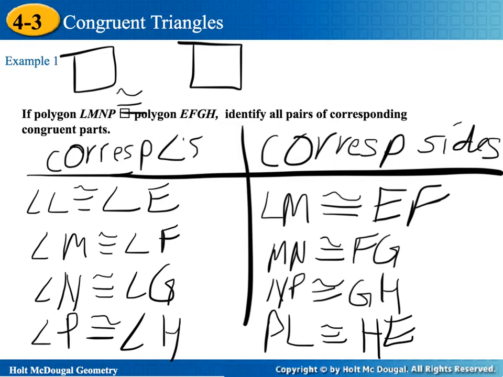So again, all I've done is I've paired up my angles, L to E, M to F, N to G, P to H. 1, 2, 3, 4, 1, 2, 3, 4. My sides to sides, side, side, side, side, side, side, side.